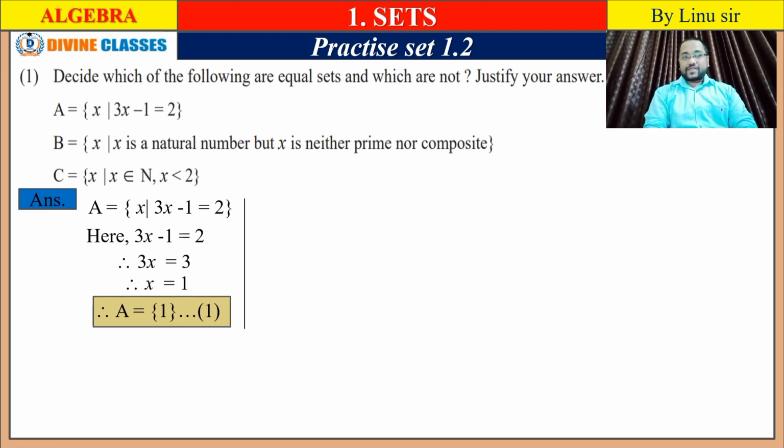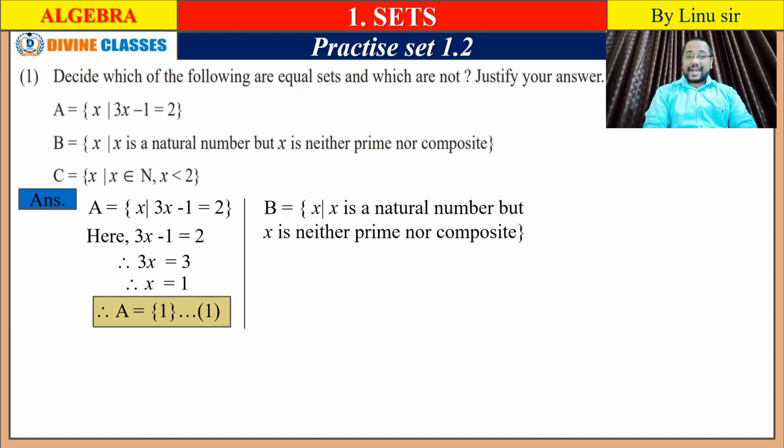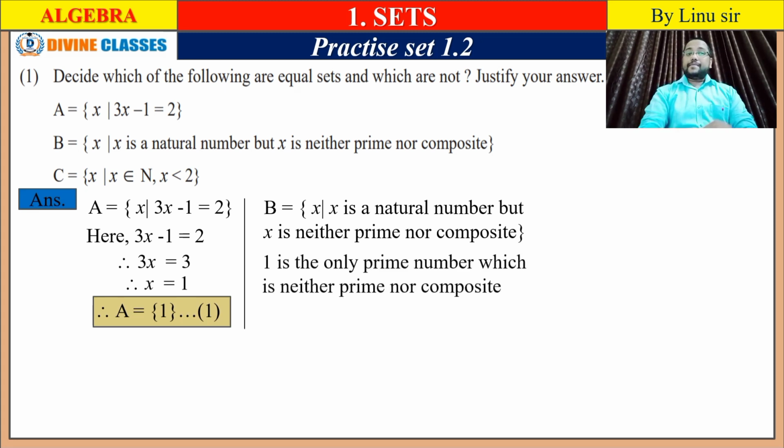Set B, in the question it is like this: x such that x is a natural number but x is neither prime nor composite. Yes, so we had learned this already in the last standards, that 1 is the only number which is neither prime nor composite. Yes or no? So the value of x here will be equal to 1. So this we will write in set B, that is equal to in curly bracket 1, and this we will take as equation number 2.